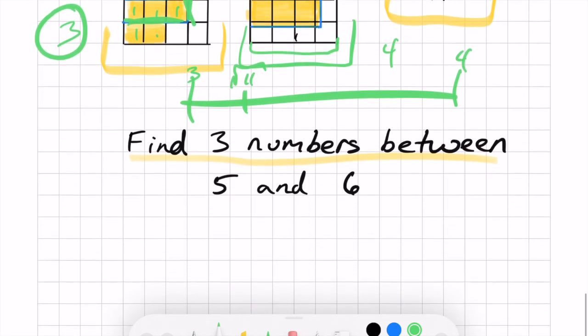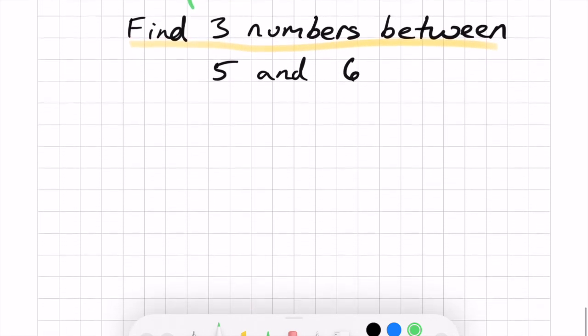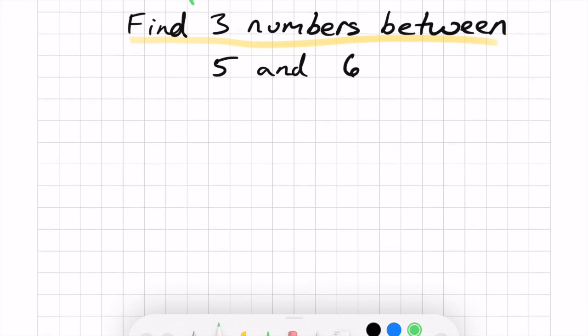All right. So I want you to find 3 numbers that fit between 5 and 6. So pause the video, please, and find some numbers that fit between 5 and 6.